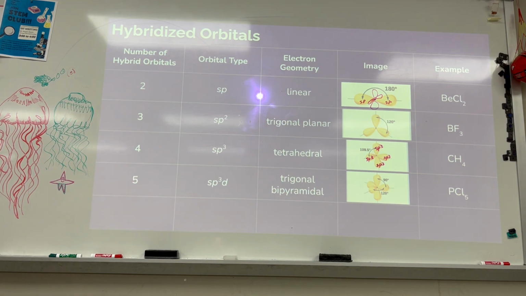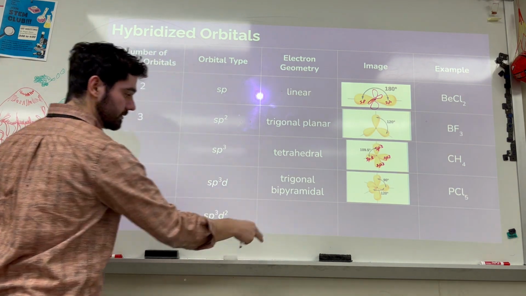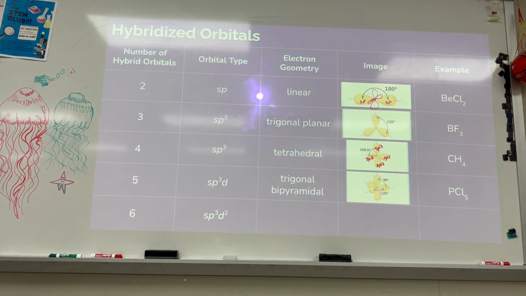The highest we're going to go, you can go even higher than this, but we stop at 6. I would need another d orbital. If I needed 6 hybrid orbitals to make 6 bonds, what shape do I get? Octahedral. And our classic octahedral molecule is sulfur hexafluoride.